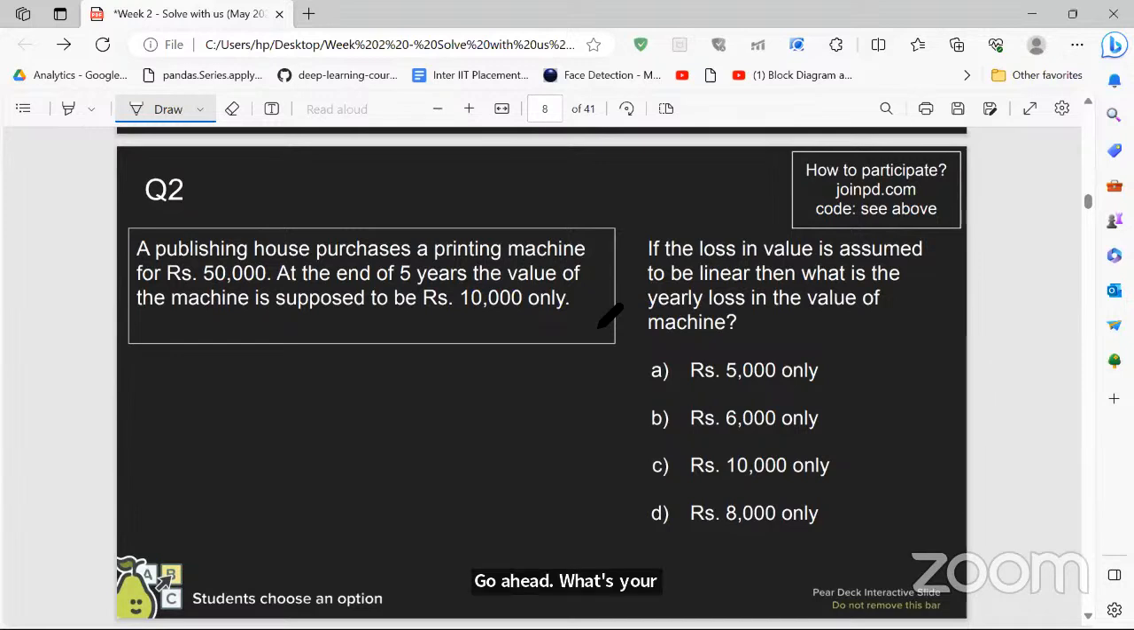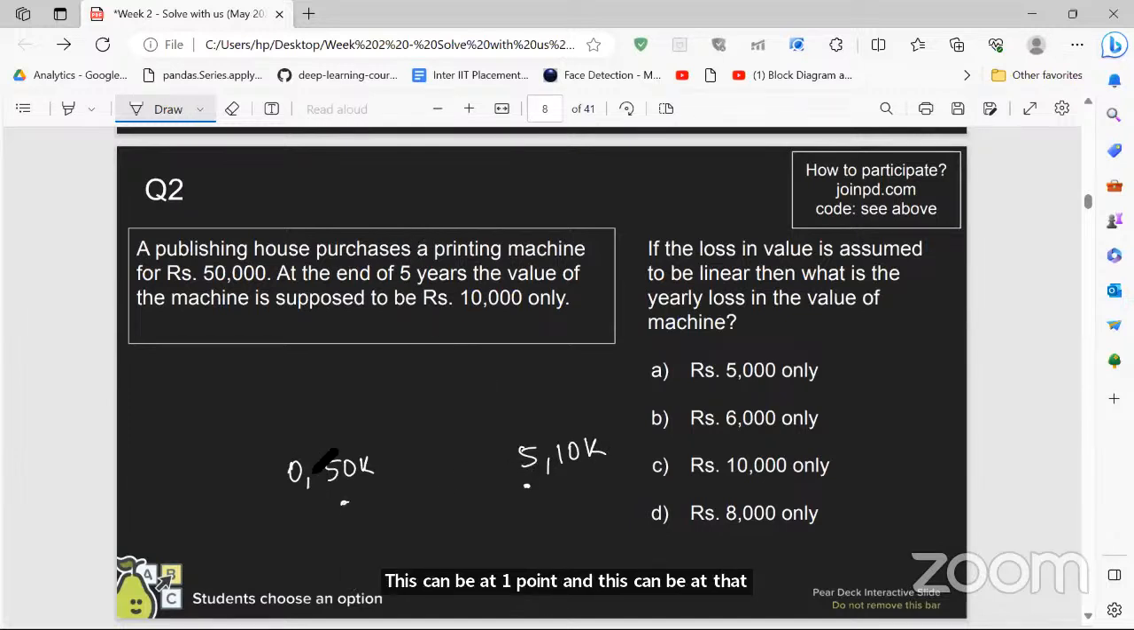Sir, are the coordinates 50,000 comma 0 and after 5 years 10,000 comma 0? Am I right? See, something like day 0, so 0 comma 50,000. The rate is 50K. Now after 5 years, you have 5 comma 10K. This can be your one point and this can be your other point. And this is what the question is also saying.